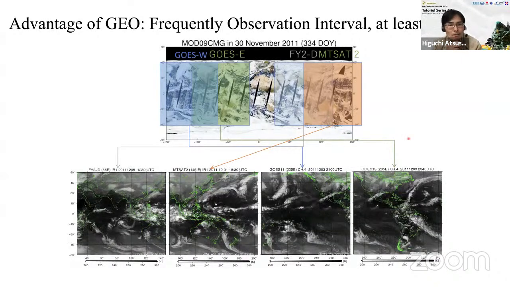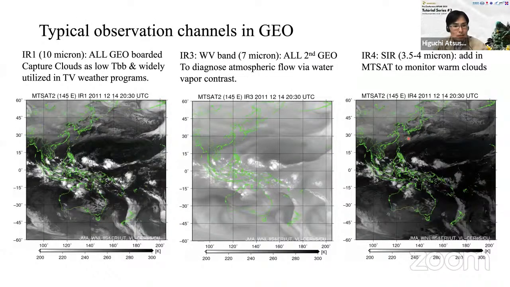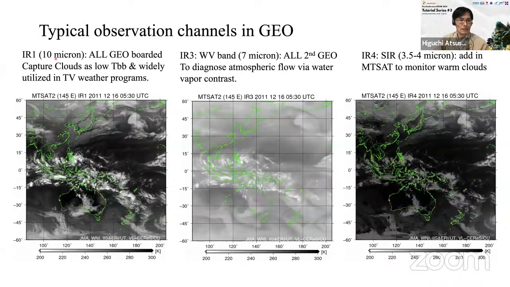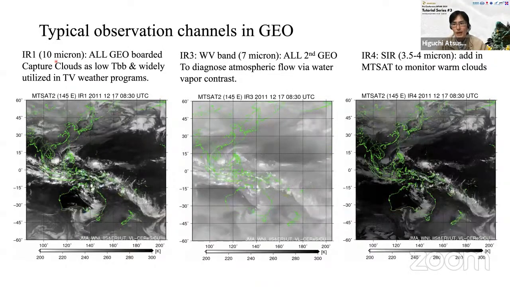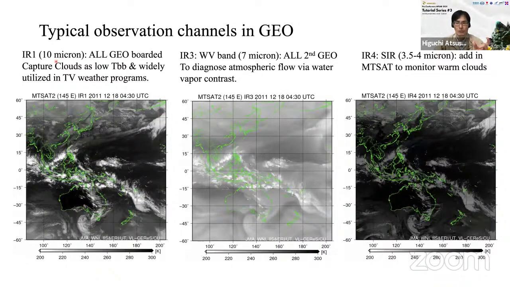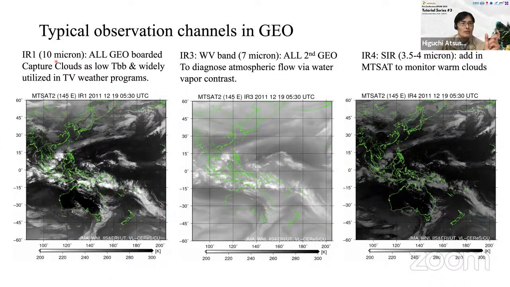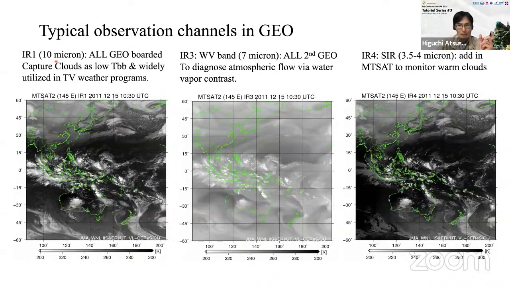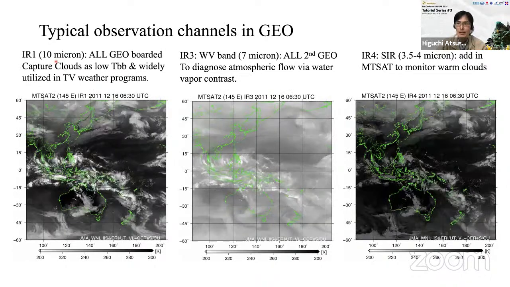The next slide shows the typical channels in the geostationary satellites. The first one is the so-called IR1. This is 10 micrometers. This is a window of the atmosphere, and the center wavelength is emissions from the Earth. This 10 micrometer wavelength observation is related to the surface temperatures in the cloud-free areas.